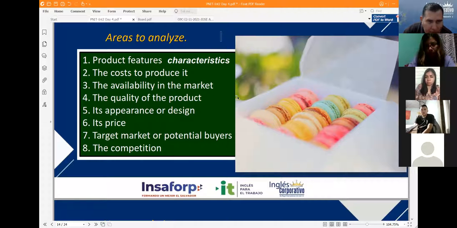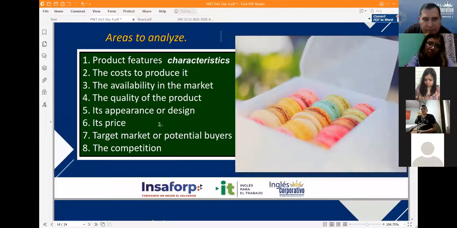Number four, the quality of the product. You need to analyze the quality. The quality will include the appearance and design also. The appearance, does it look attractive? Does it look good? Does it look professional? Is the design high, or is it a low, poor design? Because if it's poor design, the price will be low. You cannot sell something that is, let's say, poorly made at an expensive price.